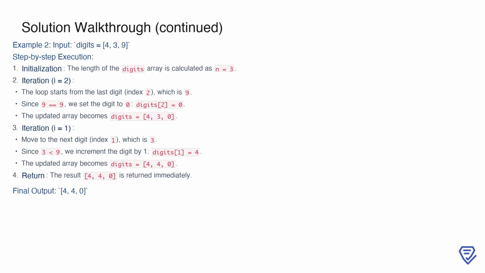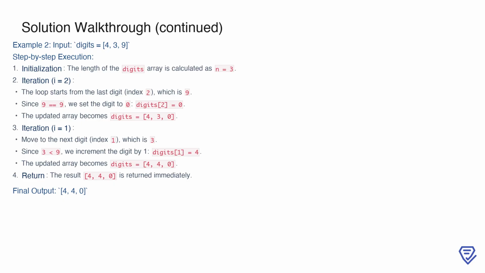Now, let's take a look at the second example where the input array is digits equals [4, 3, 9]. Again, we start by calculating the length of the array, which is n equals 3. The loop begins with the last digit, at index 2, which is 9. Since 9 is equal to 9, adding 1 would cause a carryover. To handle this, we set the digit at index 2 to 0, resulting in an updated array of [4, 3, 0].